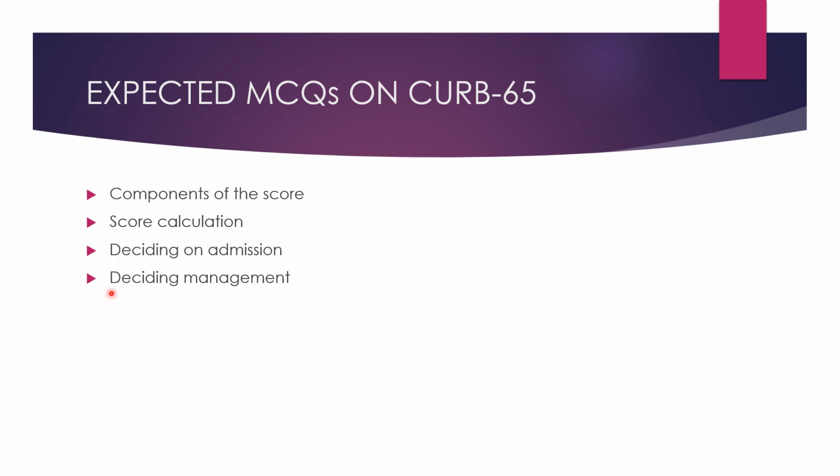And in MRCP part 2, they expect you to tell about the admission and deciding management. You have to calculate the score, and you have to decide where to admit, whether in the medical ward or high dependency unit, or whether home management is required. That you need to decide based on the MCQ scenario. So if the patient requires high dependency unit admission, it means the patient's pneumonia is very severe. In that case, dual antibiotic therapy is required. So directly they can ask you what is the appropriate management plan for this patient. So these are the expected MCQs based upon CURB 65 scoring.